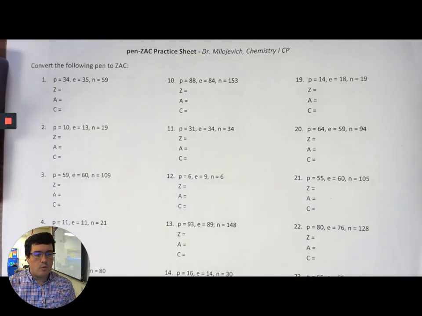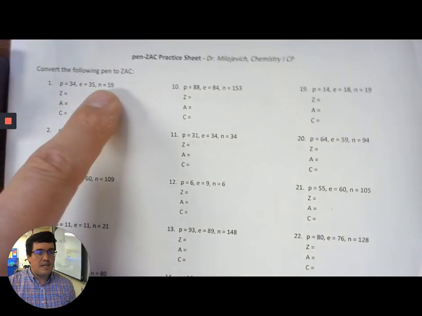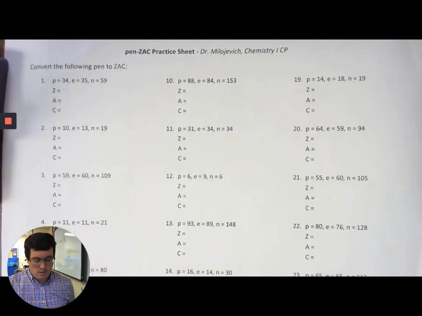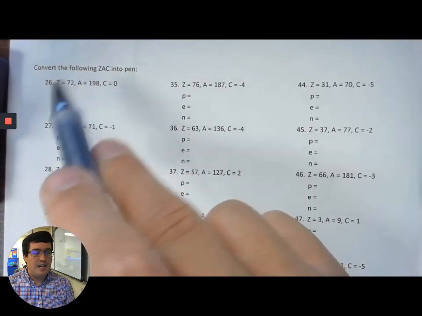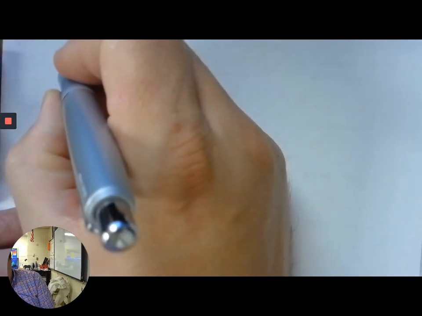All right, so we need to know how to convert PENZAC problems. That is, either we are given PEN and need to find ZAC, or the other kind of problem, we are given ZAC and need to find PEN. So the first thing we have to do is answer the question of what the heck are these things? And it's pretty simple.